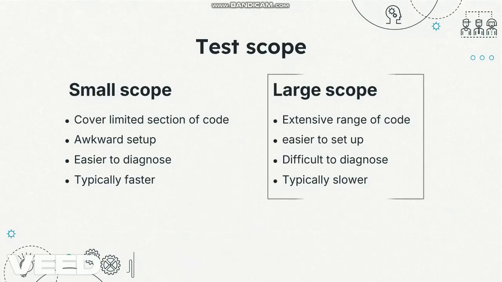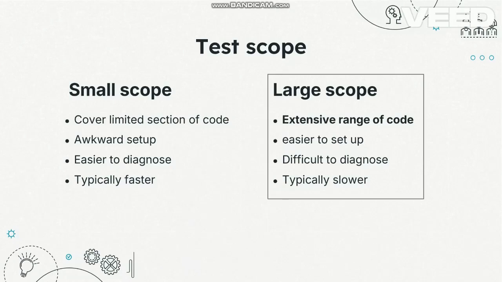In large scope testing, each test covers an extensive range of code, providing broad system-wide coverage. However, this often leads to redundant coverage where many aspects are tested repeatedly and most results are not checked, which can create a false sense of security.